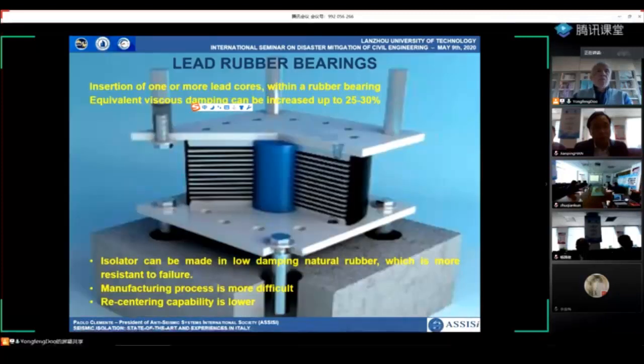The equivalent viscous damping can be increased up to 25–30% by inserting 1 or more lead cores within rubber bearings. The advantage is that we can use low damping natural rubber, which is more resistant to failure. The disadvantages are that the manufacturing process is more difficult, and the recentering capability is lower due to the lead, of course.